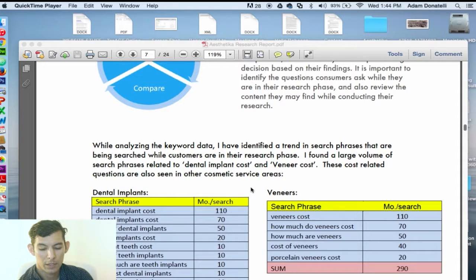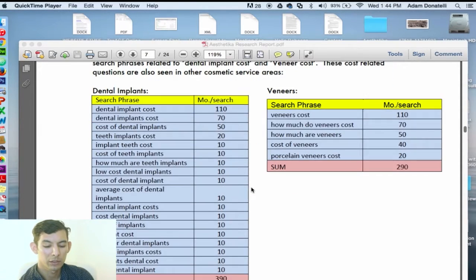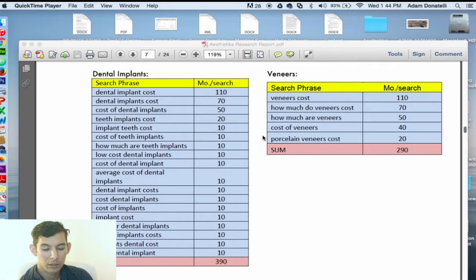So these are the top questions. These are questions people are asking as they're looking into dental implants and veneers. Okay, and you can see here that there's a huge volume of these questions where they're asking about the cost. Okay, what is the cost of dental implants? That's totally dominating that research phase. And the same thing for veneers. What is the cost? All right.